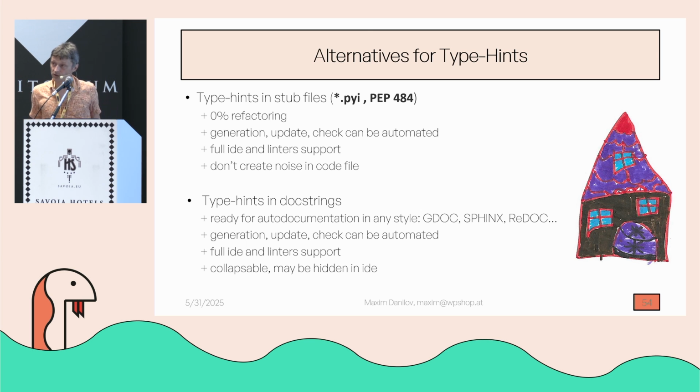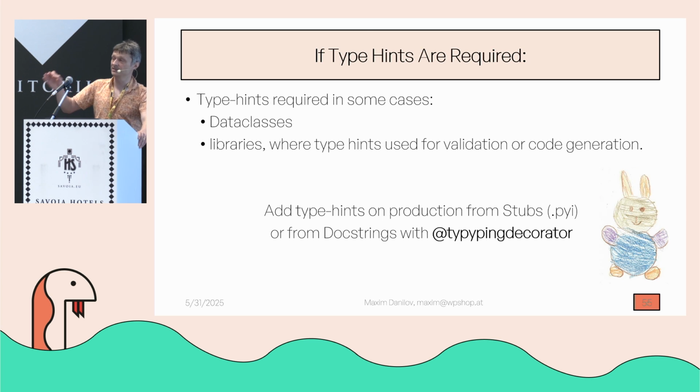For example, to generate auto documentation, we can put type hints in a Sphinx-styled docstring, and IDEs support it. It's collapsible, which means I can collapse it in the code and remove it from my eyes, and the check can be automated.